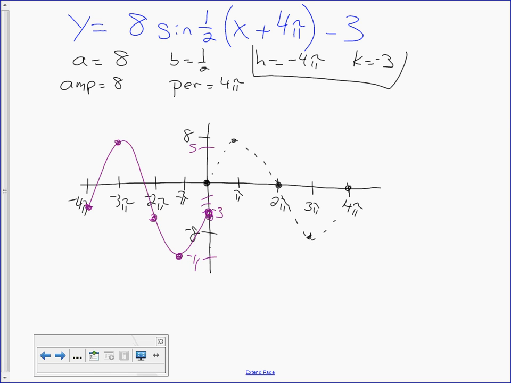Doesn't have to look pretty, but what you need to have on your papers are your horizontal shift values now and your vertical shift values. Just change your tick marks on your scale. Okay? And you should be okay.